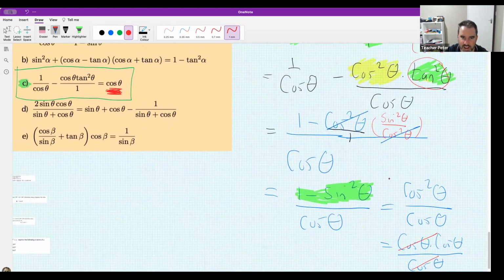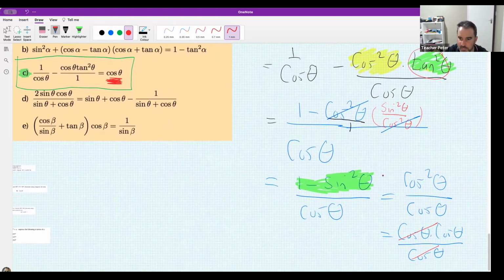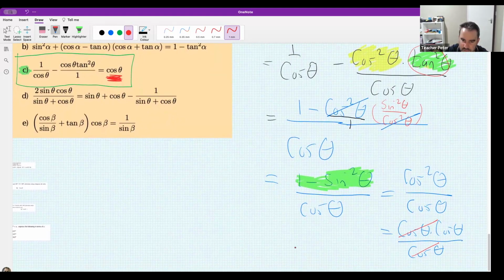So I've zoomed right out, so you can't actually see anything. But basically, you get left with cos theta, because that's just this bit over here. And the good news is that is what the right-hand side was. So we get all that.